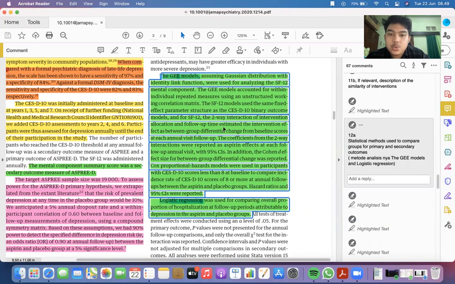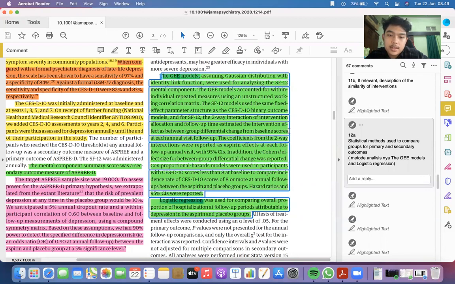The SF12 models use the same fixed effect parameter structure as the CES-D10 binary outcome models, and for SF12, the two-way interaction of intervention allocation and follow-up time estimated the intervention effects as between-group differential change from baseline score at each annual visit follow-up. The coefficients from the two-way interaction were reported as aspirin effect at each annual follow-up visit with 95% CIs. In addition, the effect for between-group differential change was reported.